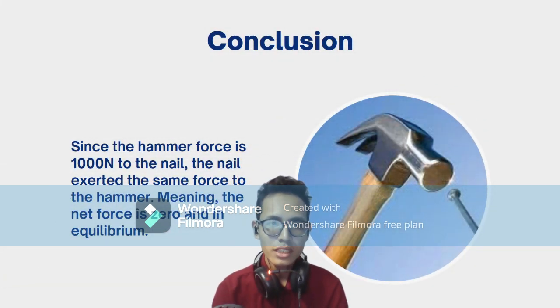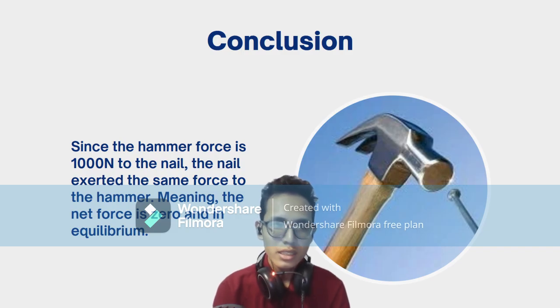In conclusion, since the hammer exerts a force of 1000 Newton on the nail, the nail exerts the same force back on the hammer, which makes the hammer stop moving. Which means the hammer and the nail achieve an equilibrium state.